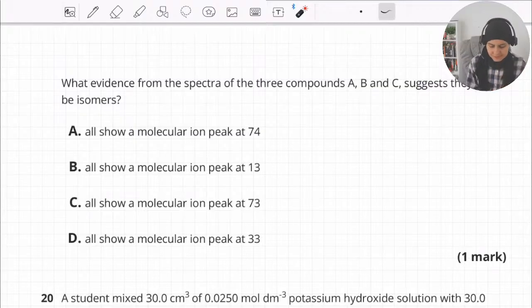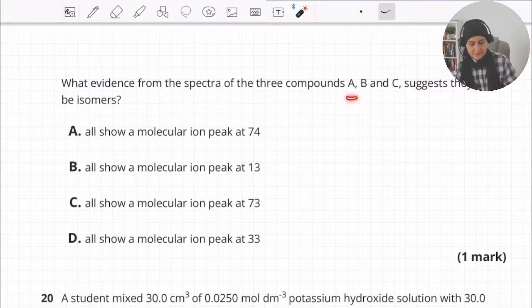Isomers are compounds or molecules with the same molecular formula but different structural formulas, right? So if they're isomers, they must have the same molar mass because they have the same molecular formula. And the molecular ion peak is the unfragmented molecule, as we just discussed. It would undergo fragmentation, but there would be a peak that corresponds to an unfragmented molecule, and that peak would be the one with the highest molar mass. The molecular ion peak shows the molar mass of the molecule, and it would be the peak with the highest Mr.